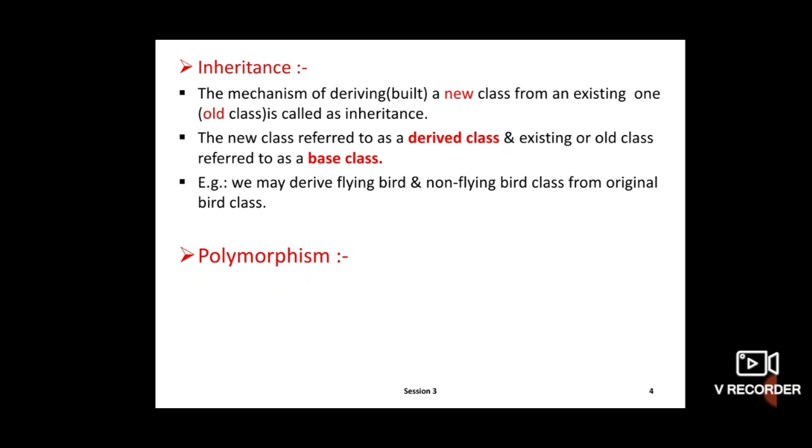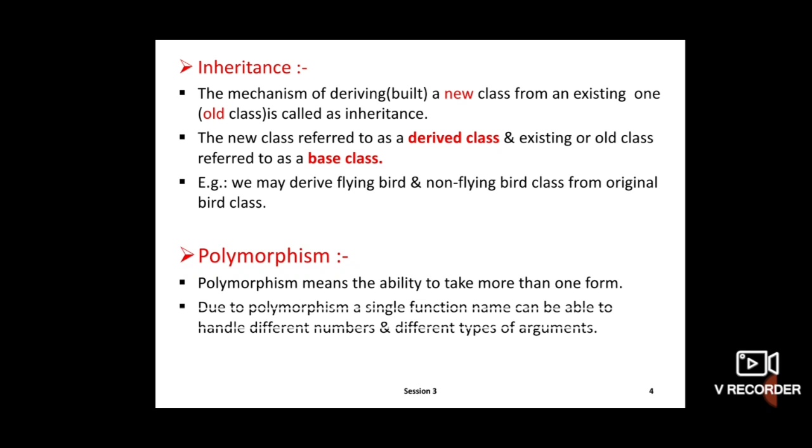Okay. Now see polymorphism. Polymorphism means the ability to take more than one form. Due to polymorphism, a single function name can handle different numbers and different types of arguments. Different types of arguments means, suppose in any class or in any program you can create more than one function, with the same function name but different types of arguments.